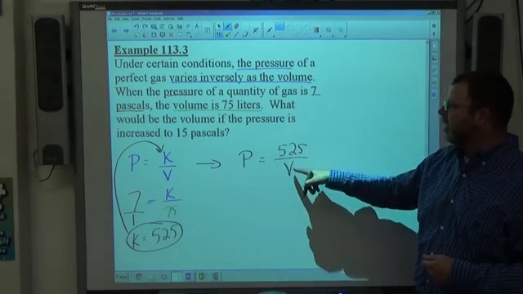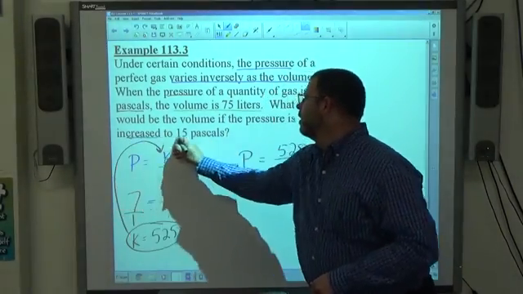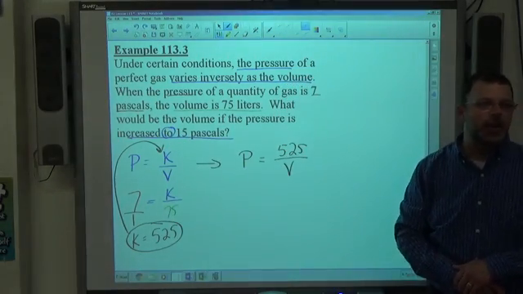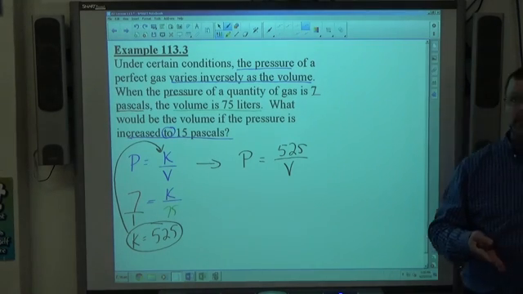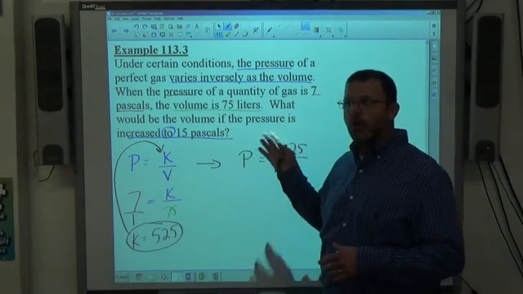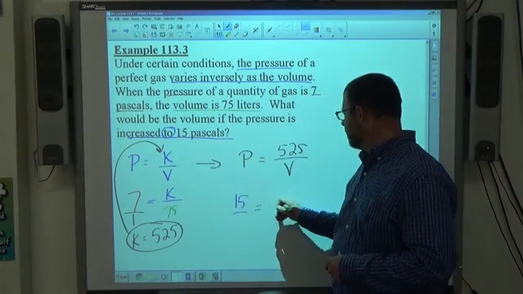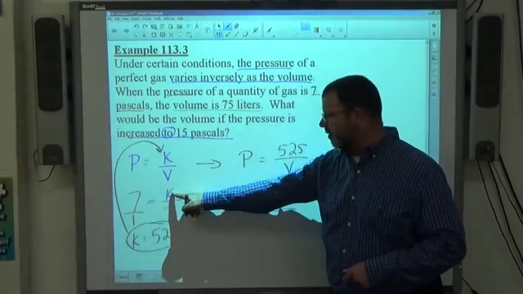So trying to find V, the pressure is increased to 15 pascals. Now be careful with these little prepositions. It says increased to 15 pascals. If it said increased by 15 pascals, that'd be 22, right? So be careful how they word it. That says increased to 15, so we're going to end up with 15, and we're trying to find the value of V. Same as when we tried to find K.